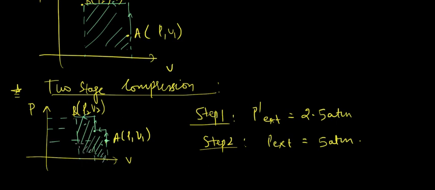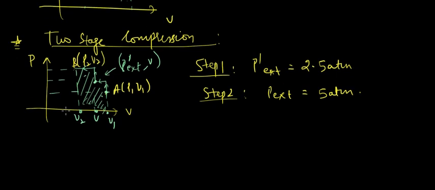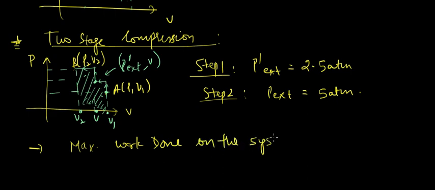Okay, and in the two stage compression, this point is P dash external and V. Okay, this volume is V, this is, let's say, V1, and this was V2. Okay, and in this case, the maximum work done on the system would be in case of single stage compression.